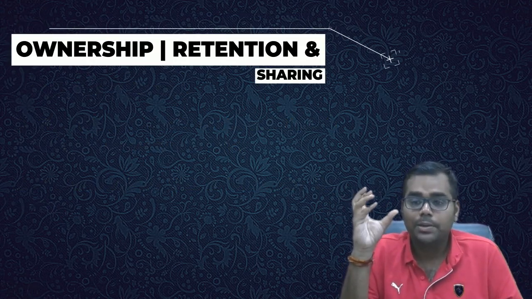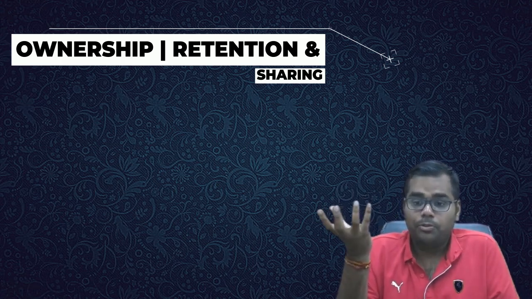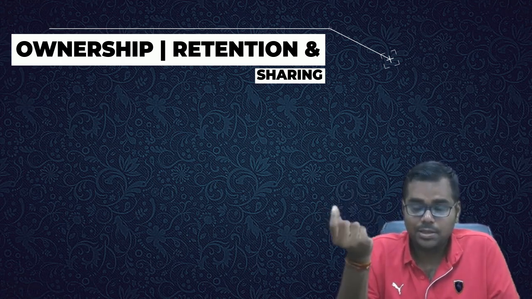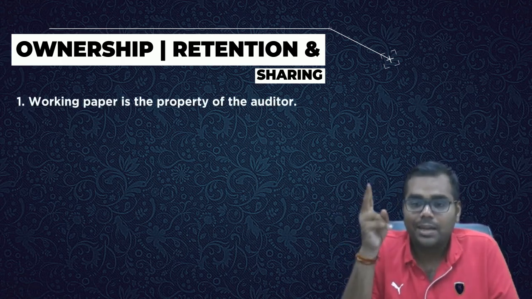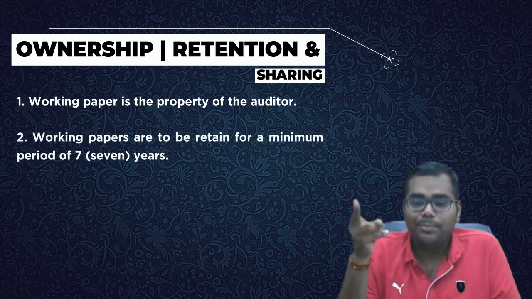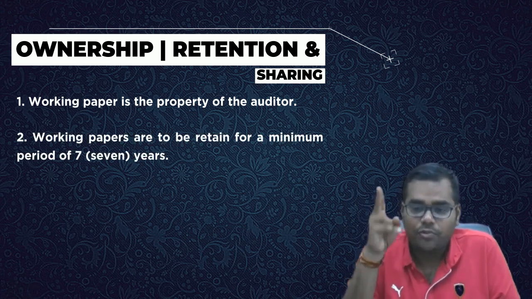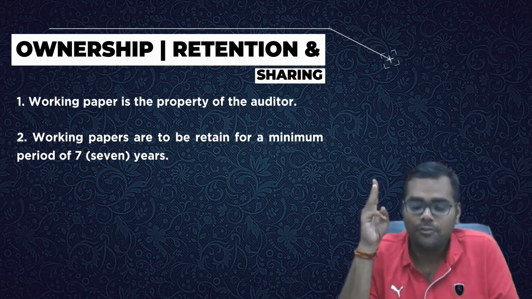The second topic you need to know is ownership, retention and sharing. When we talk about ownership, whose property is the working paper? It is the property of the auditor. Secondly, retention: do remember, working papers are to be retained for a minimum period of 7 years. And third is the topic of sharing.